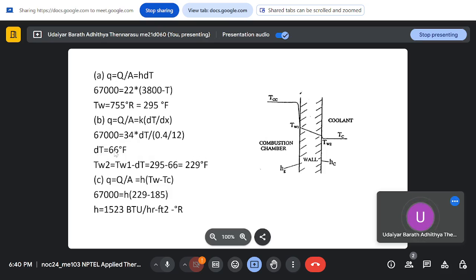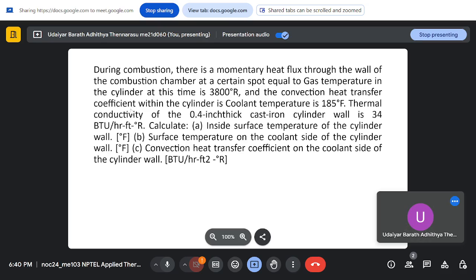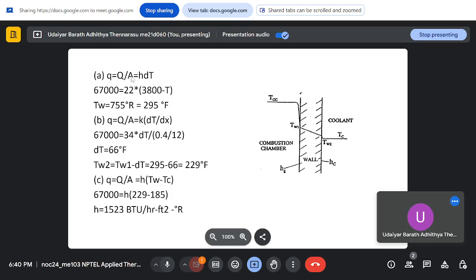So it's again here to just find out the heat transfer, just like a similar problem. So Q, everything is given. We need to find out the wall temperature, each of wall 1 temperature and wall 2 temperature, and using that we can find out the Q. Q will remain the same, so we can find out the heat transfer coefficient on the coolant side.